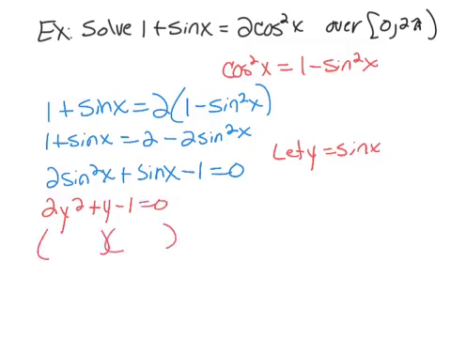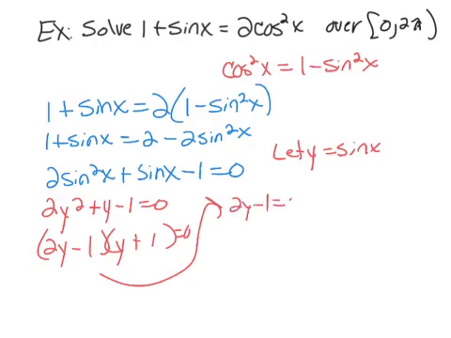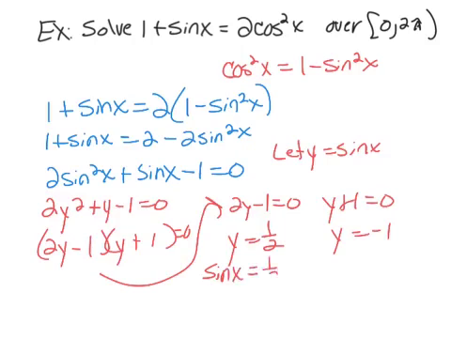You break up the 2y squared as a 2y and a y, and a 1 and a 1. You put your signs in there so that you get a positive 2 and a negative 1. And that is factorable. That gives you your positive 1. So you have 2y minus 1 is equal to 0, and y plus 1 is equal to 0. Y ends up being 1/2, and y ends up being negative 1. But remember that it was originally sine of x. So you put your sine of x back in.